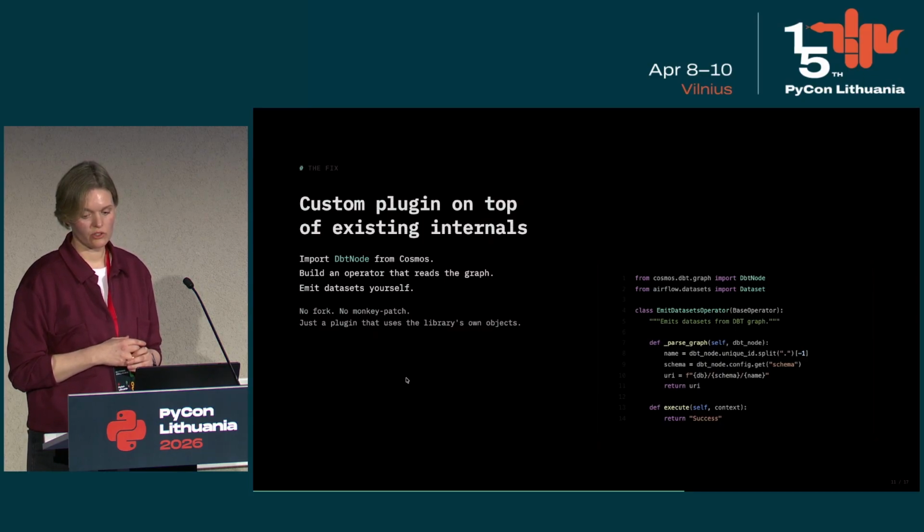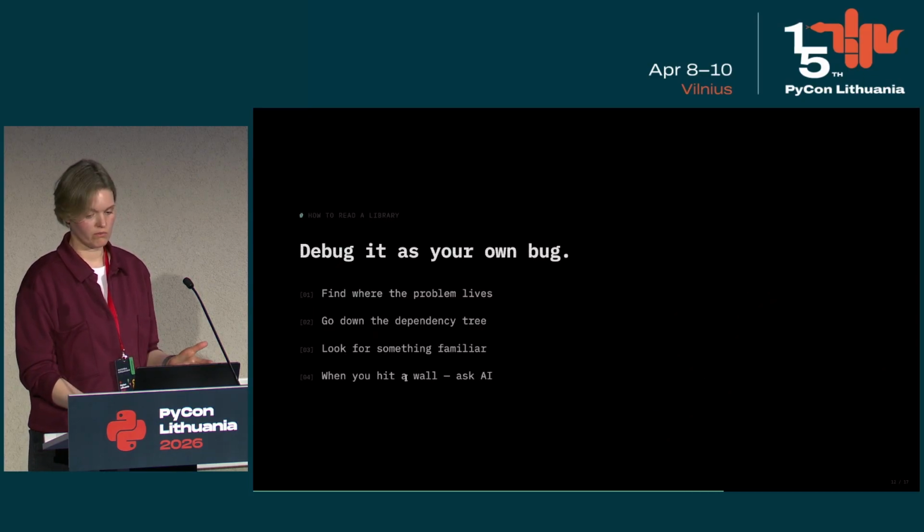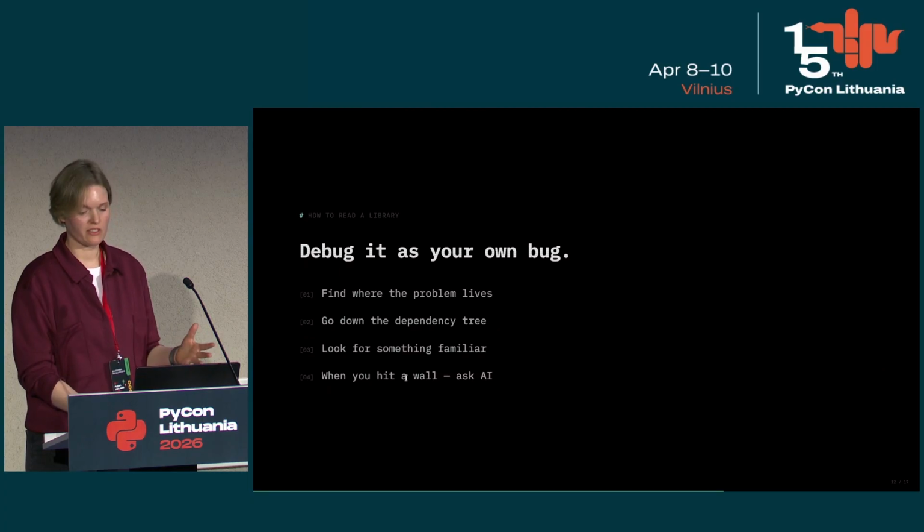So how do you actually read the library? Same way you debug your own code. So go straight to the pain. Like, don't read the whole thing from the top. Open the repo, find the method that's failing you, start there.